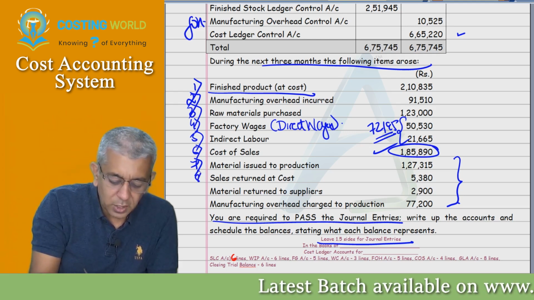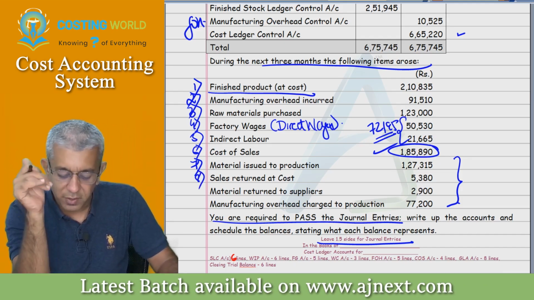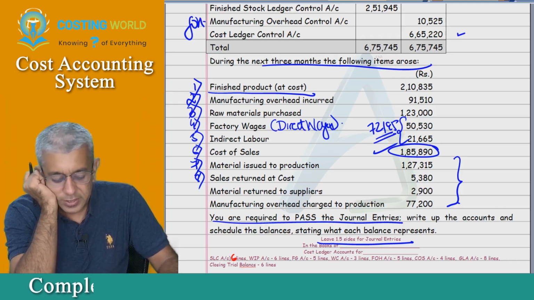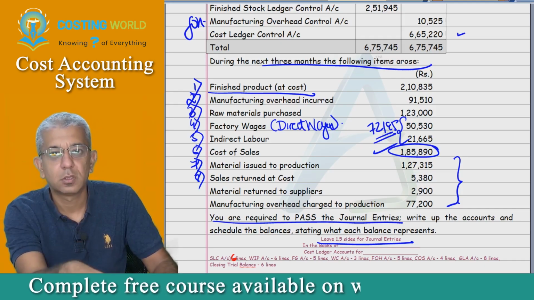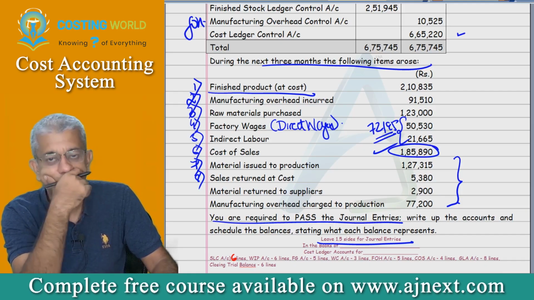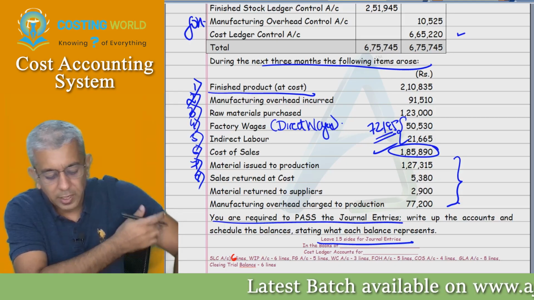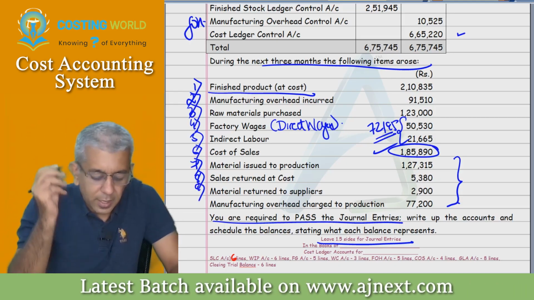Further, eighth, you all give this entry as a title and leave 2 lines for it. Whenever we are preparing the accounts, I'll tell you. Sales returned at cost. Leave 2 lines.